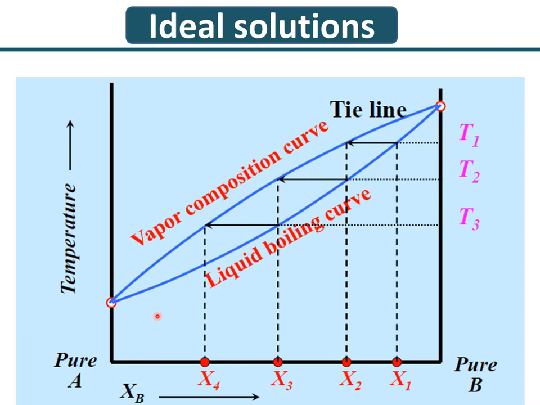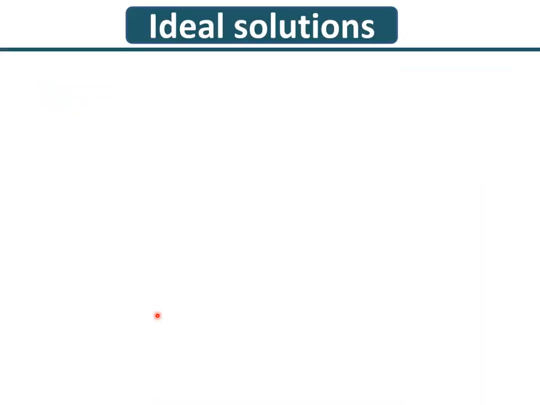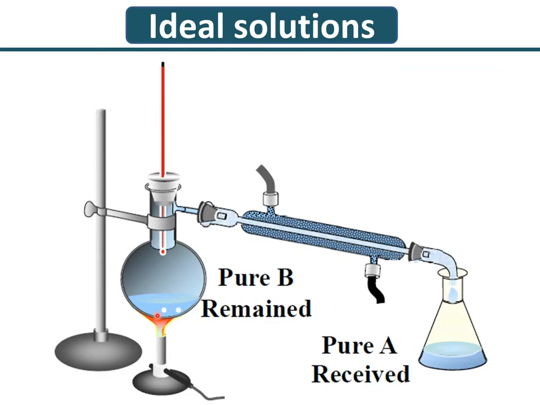So this is the case of the ideal solutions here in the flask. Pure B will remain at the beginning, and A, which is more volatile, will be collected in the distillate flask as a distillate. This will be received as pure A in that case, as A is more volatile and it has a lower boiling point. How about the non-ideal solution?